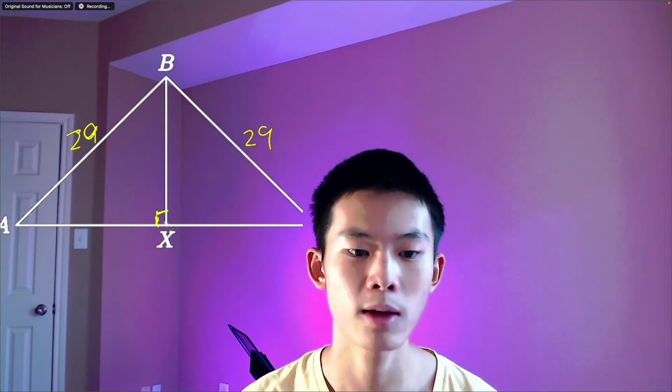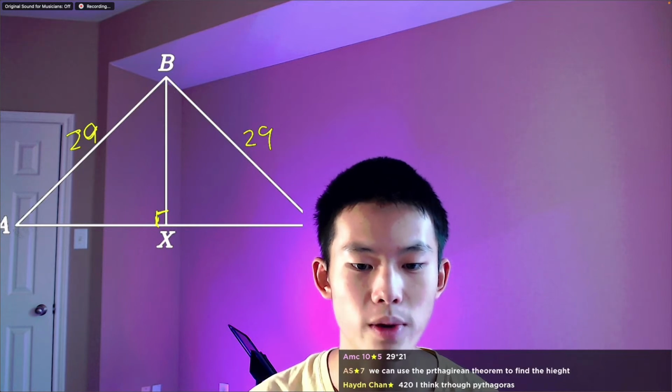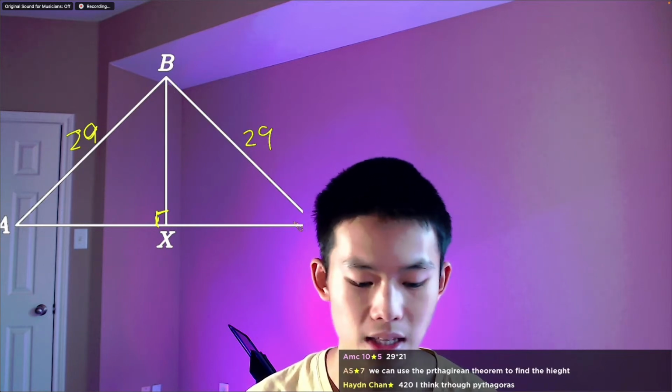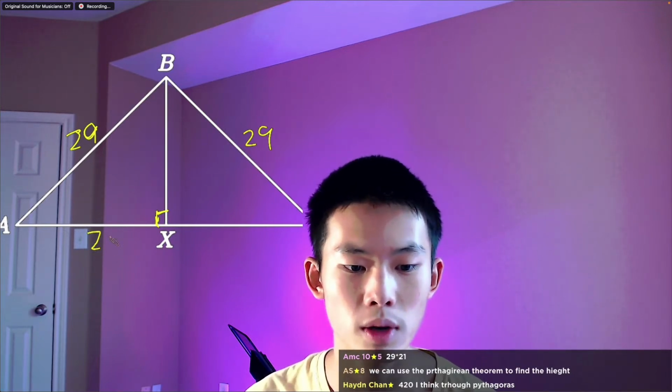And the reason we want to draw in X is because triangle ABC is isosceles. What this means is that if we draw in the midpoint X of AC, then this is actually a right angle. That's just the property of isosceles triangles: if we draw the midpoint, it's actually perpendicular with this line. So this line is going to be perpendicular to AC, the base. And so after this, since AC is 42, we can say AX is going to be 21, and XC is going to be 21.